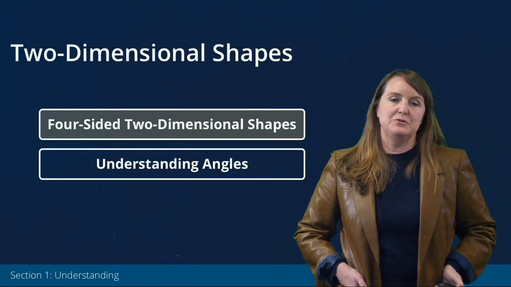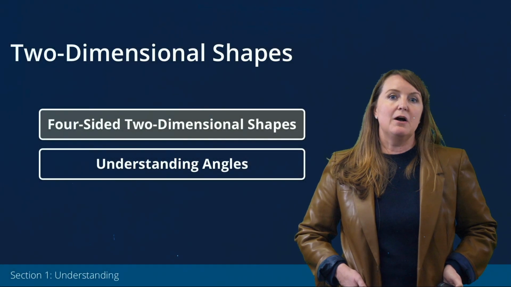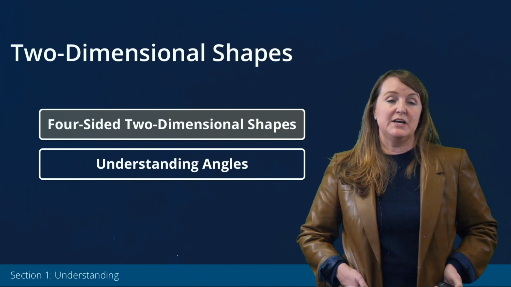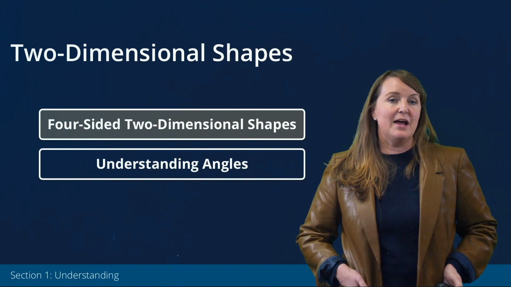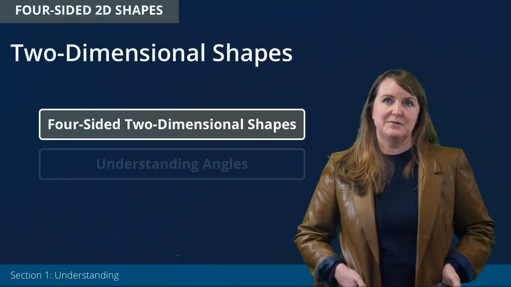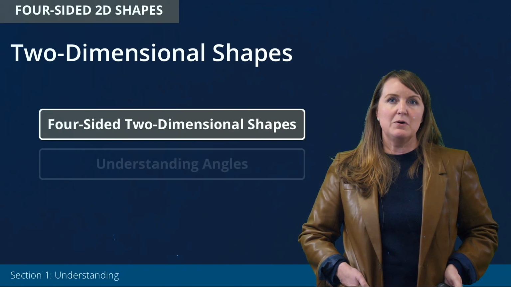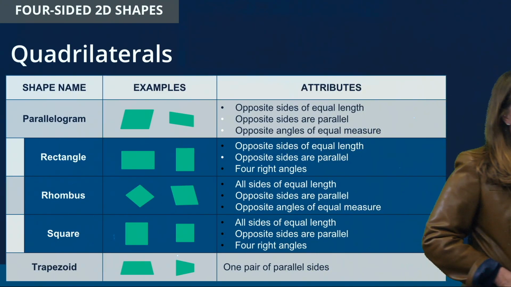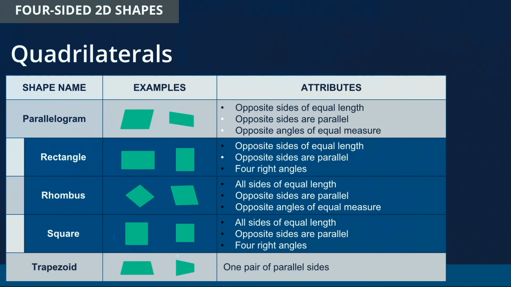As we focus on two-dimensional shapes, we're going to break our conversations into two categories. One about four-sided two-dimensional shapes, and the other about understanding angles. Let's first focus on those four-sided two-dimensional shapes. There are quite a few four-sided two-dimensional shapes.